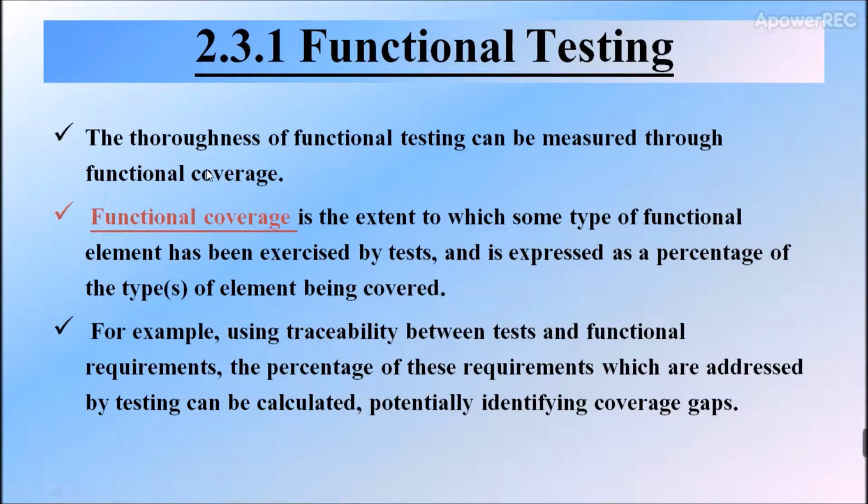In functional testing, we may need to identify something called the functional coverage, which means the percentage of functional elements that we have already exercised by tests. So if we have 100 functions and we wrote test cases for 90 functions, this means that we have 90% functional coverage. For example, if we have traceability between the tests and functional requirements, the percentage of requirements that are addressed by testing is considered functional coverage, and then we try to design more test cases to meet the coverage goal.